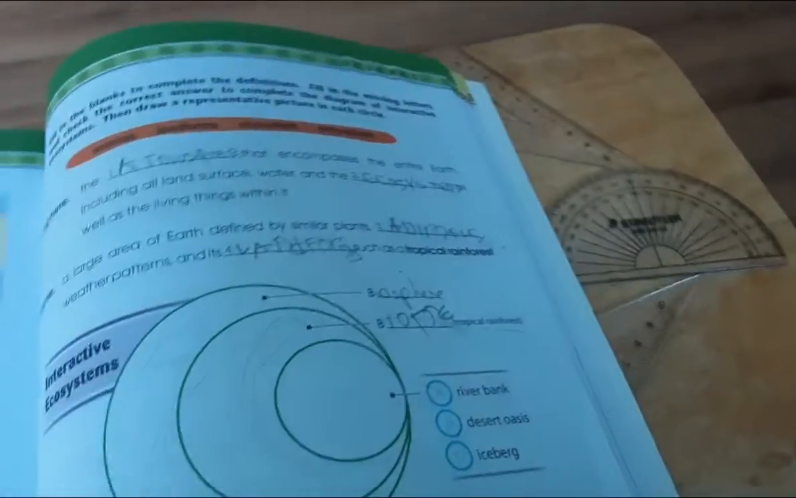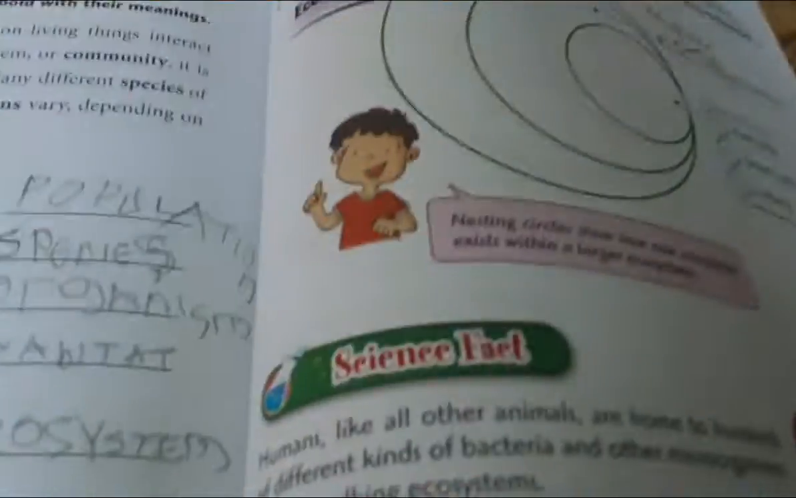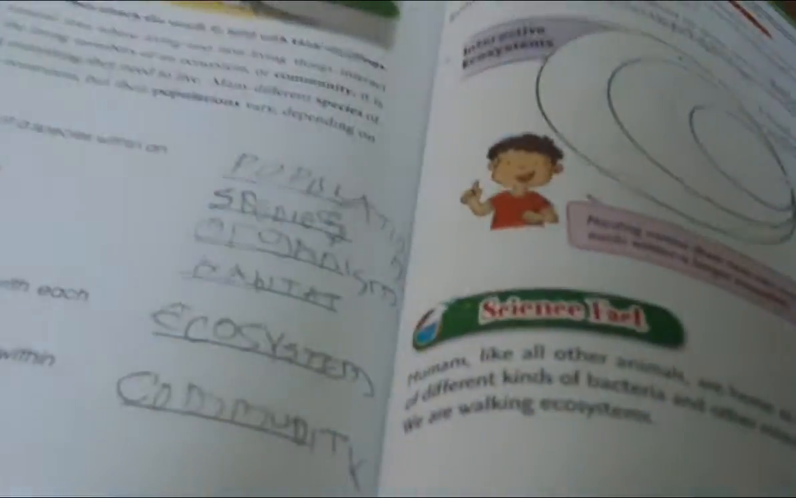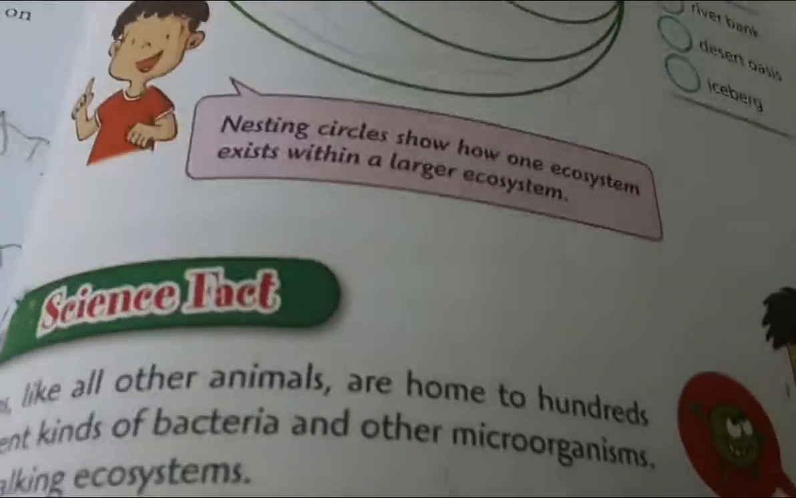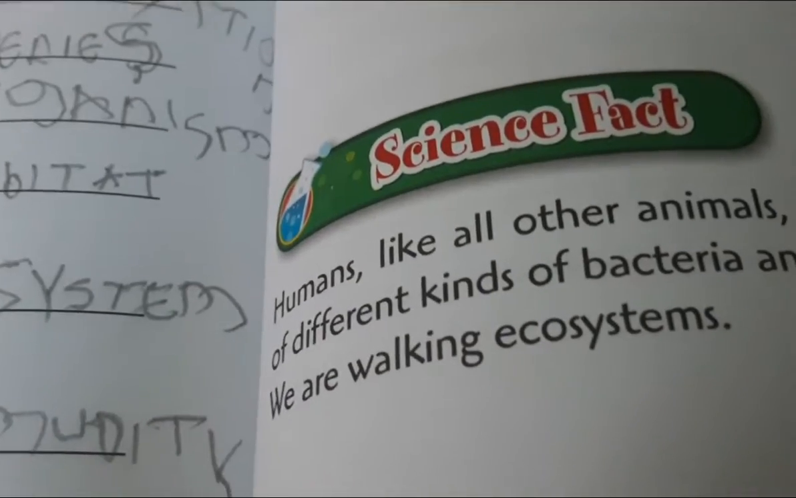This has been a very confusing science. I like this part. But let's do a science for owls. Animals, like all other animals, are home to hundreds of different kinds of bacteria and microorganisms. We are walking ecosystems.